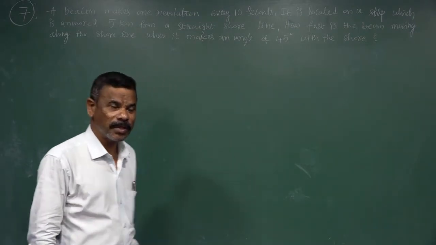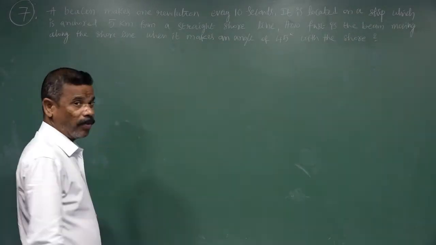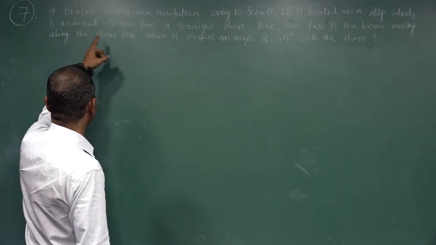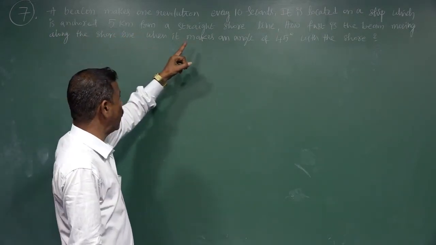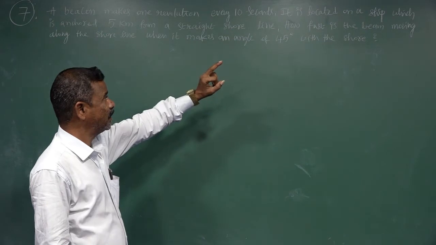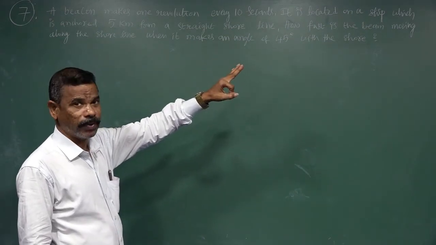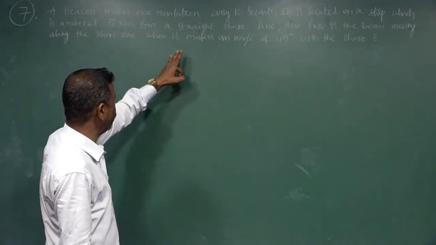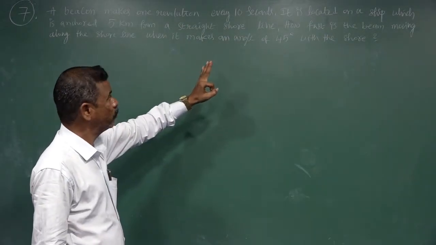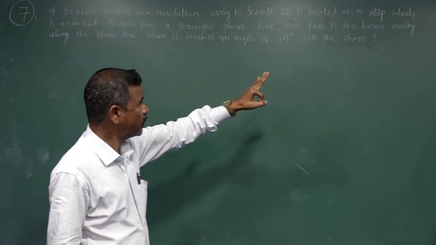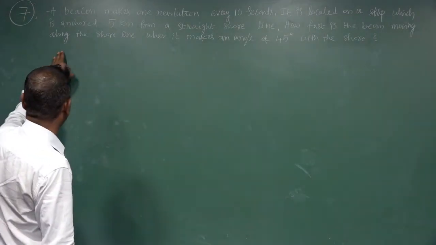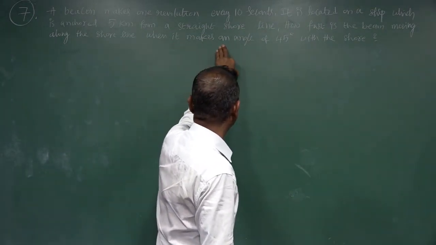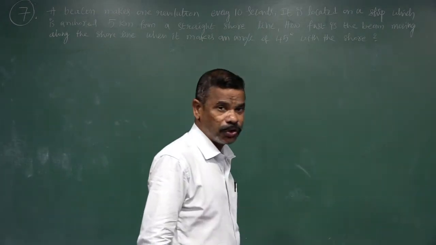Today we are going to discuss the seventh problem in exercise 7.1. A beacon makes one revolution every 10 seconds. It is located on a ship which is anchored 5 kilometers from a straight shoreline. How fast is the beam moving along the shoreline when it makes an angle of 45 degrees with the shore?